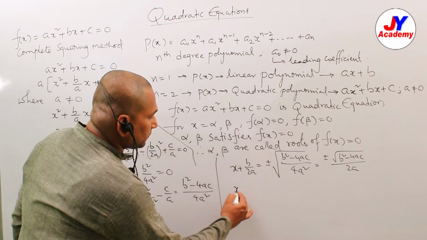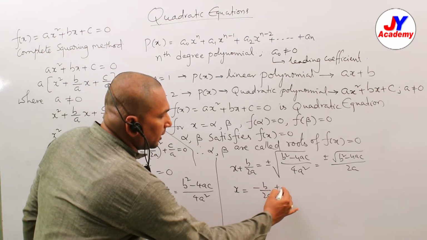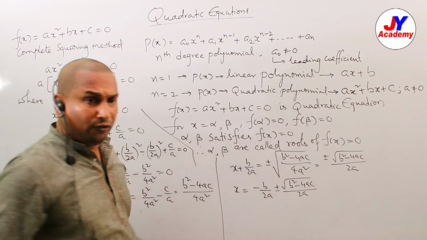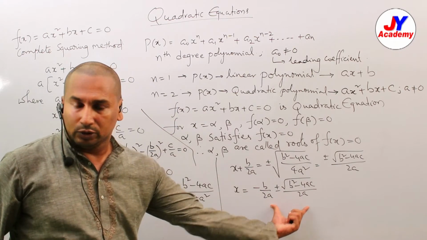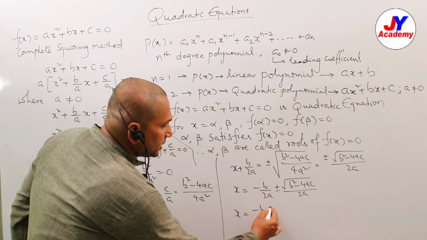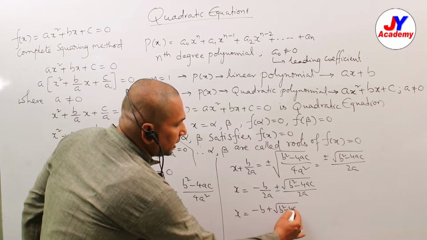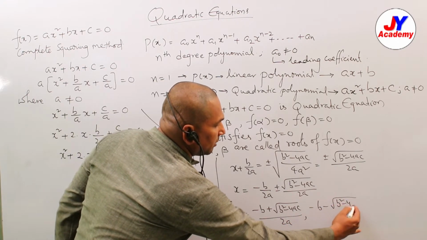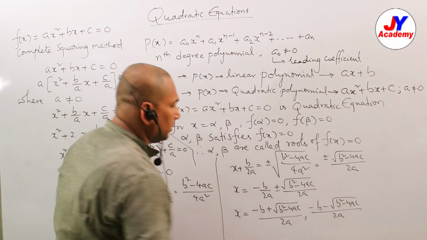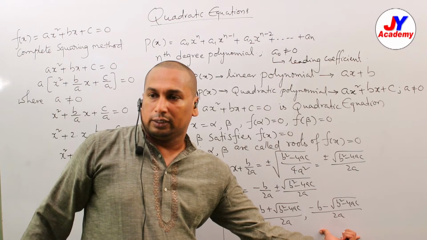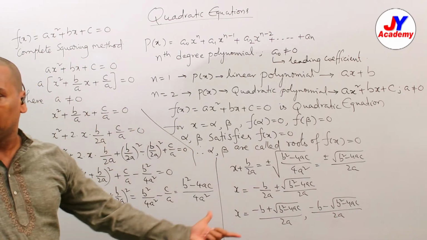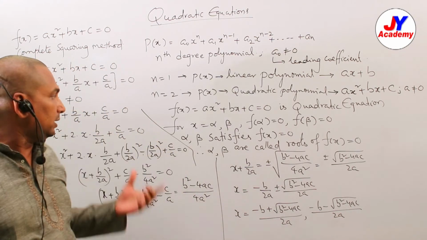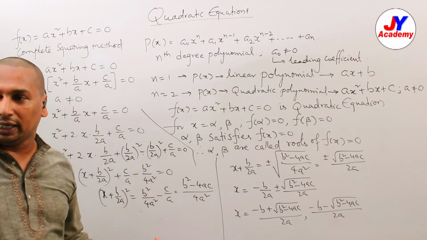So what is x? x is minus b by 2a plus or minus root over b square minus 4ac by 2a. If you observe here both denominators are equal. So x is equal to minus b plus root over b square minus 4ac by 2a, and minus b minus root over b square minus 4ac by 2a. So it is alpha and it is beta. So this is the complete squaring method while finding the roots of a quadratic equation.